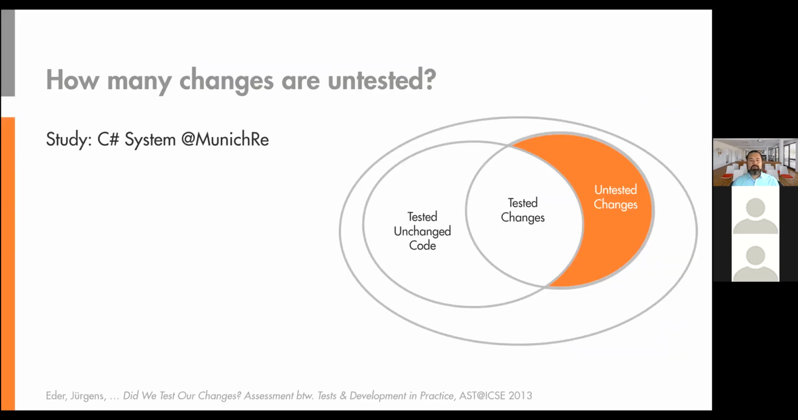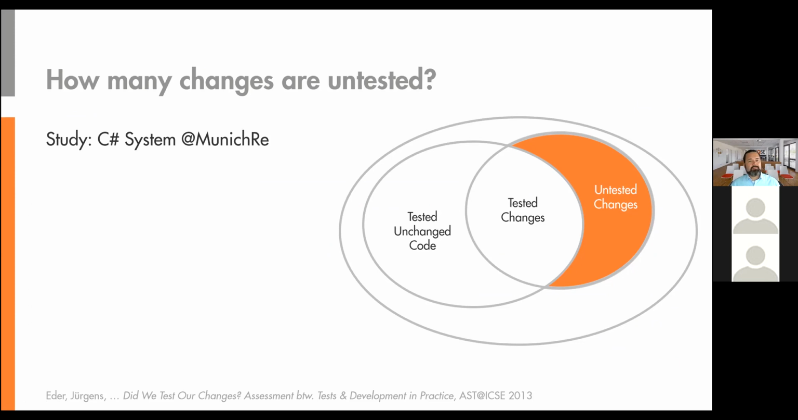So what are the consequences in practice? We did a research study together with Munich Re on one of the business information systems to quantify how many changes slipped through testing untested, and then what the consequences are. And for that, we categorized all the code into what changed and what was tested, to have the untested changes we could focus on.